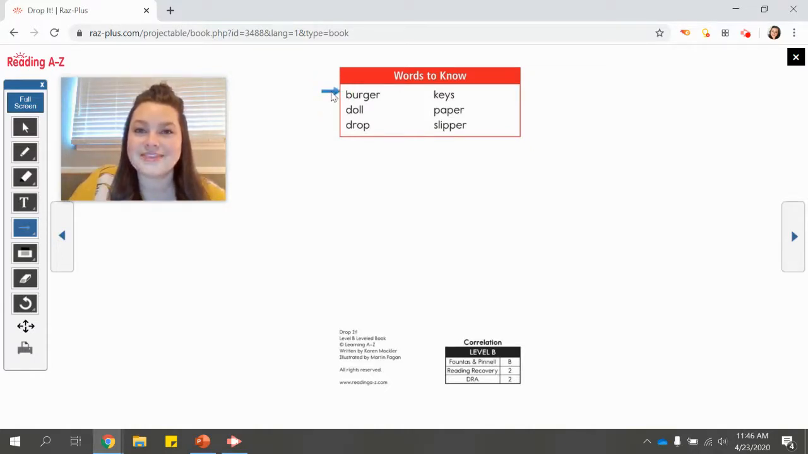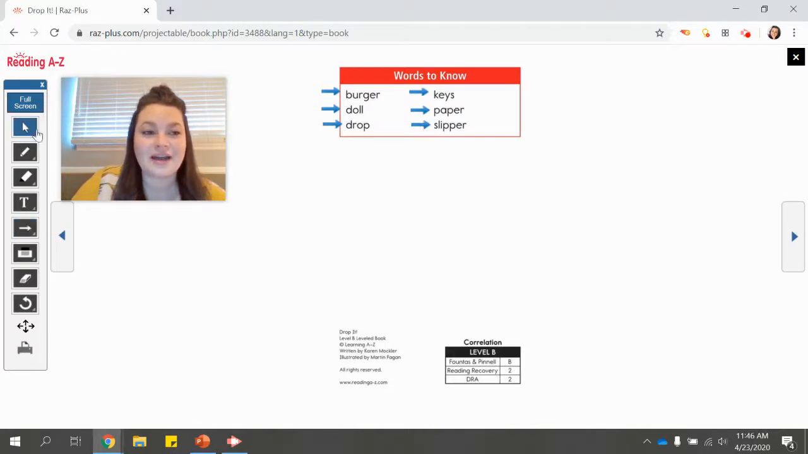Burger. Like a hamburger, but that's just short, burger. All. Drop. Like I drop the ball. Keys. Like I need my keys to start my car. Paper. And slipper.